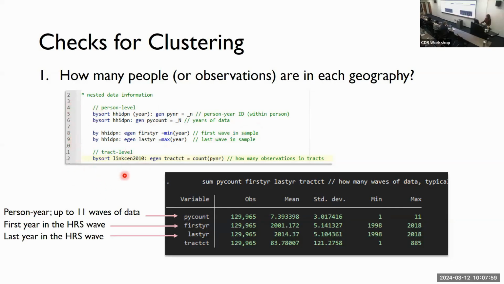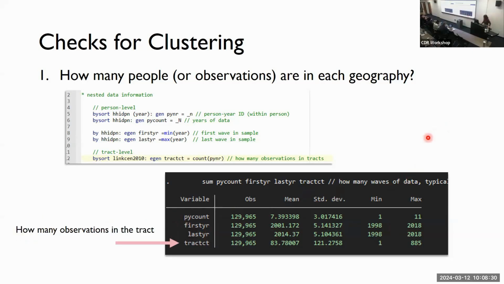And so we're thinking about how many waves of data we might have. In this case, we have 11 waves of data and the average number of waves in our sample. We can also calculate the average first year of an observation in our sample. So the typical observation comes in around 2000, and then the last year is 2014. And what is probably most useful for the contextual data sets is this last variable here, this tract count variable, which tells us how many observations are in our census tracts.